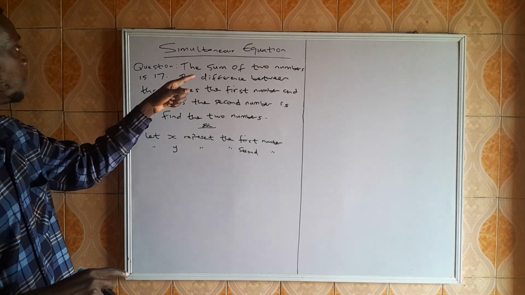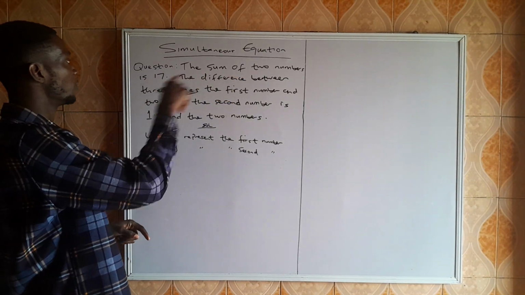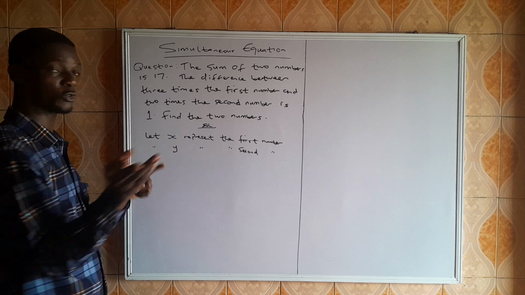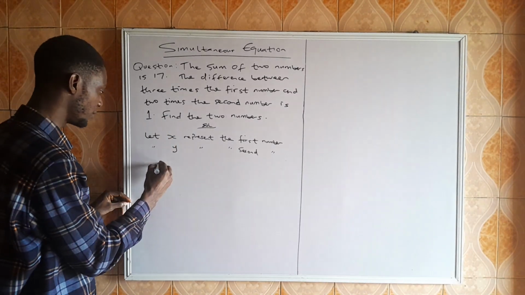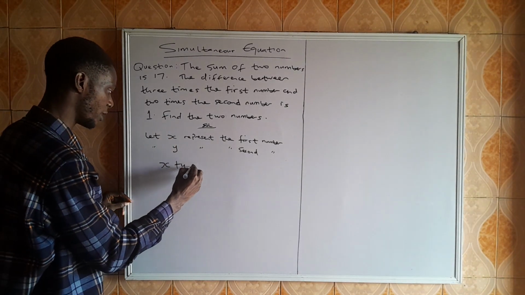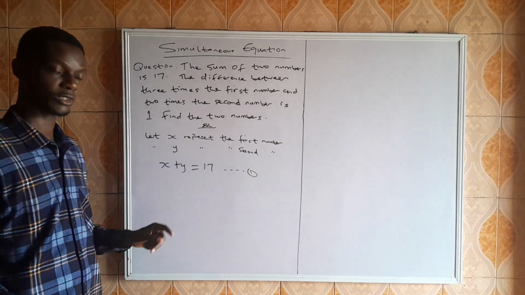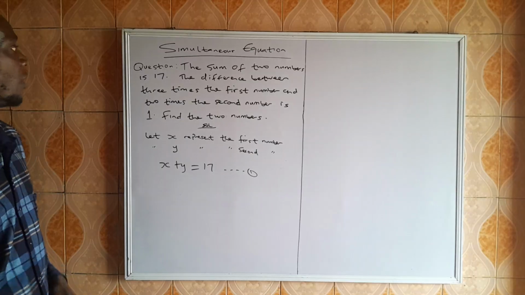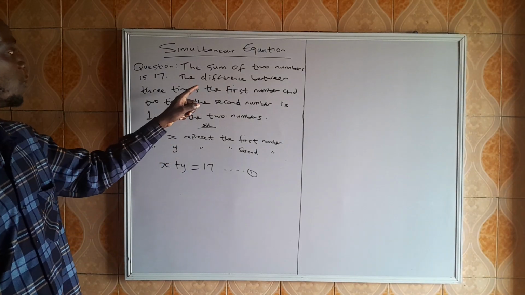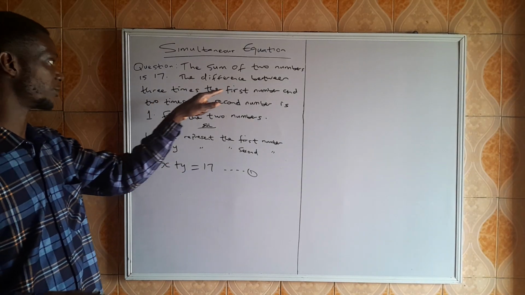From here, we're given the sum of two numbers is 17. The two numbers are S and Y, so their sum means S plus Y is equal to 17. You can call this equation 1. The sum is 17.